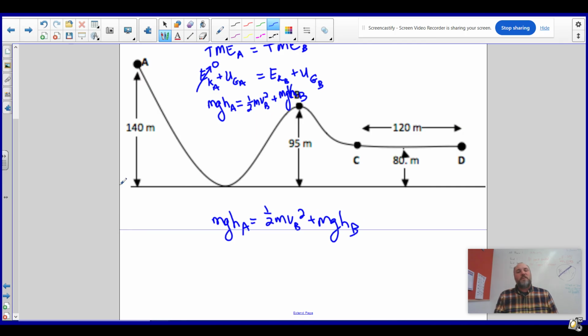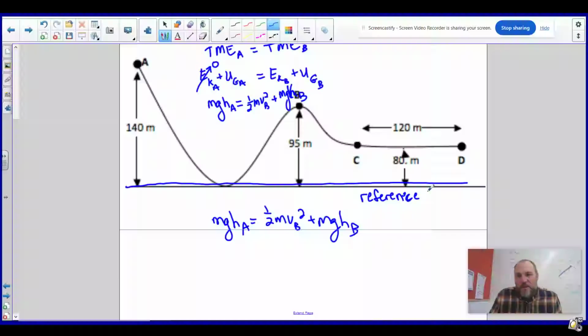Now, all of these heights, you'll notice, were measured from the ground. That's what I would call my reference level. The thing about gravitational potential energy is that it's not an absolute. It is based on some reference level. We need some area to compare to. For example, right now I'm on the 3rd floor of my building, and I might call the floor my reference level. So anything sitting on the floor, I would say has 0 gravitational potential energy.